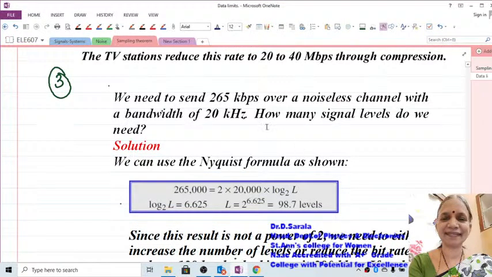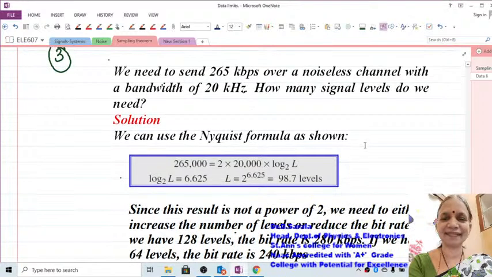Let me take another example. Suppose we want to send 265 kbps over a noiseless channel with a bandwidth of 20 kHz. How many signal levels do we need? Again, use the Nyquist formula. What's given is so many kilobits per second. Kilo is 10 to the power 3. So, 265,000 is equal to 2 into 20,000 into log L to the base 2. L is the number of levels. So, when you do this, 265 by 40, it's about 6.625.